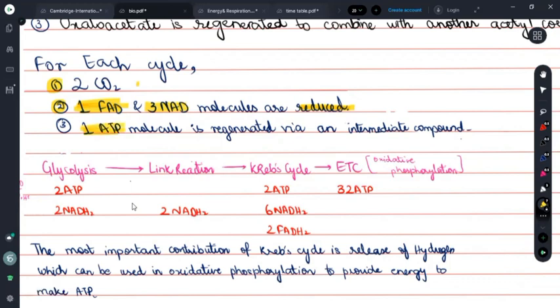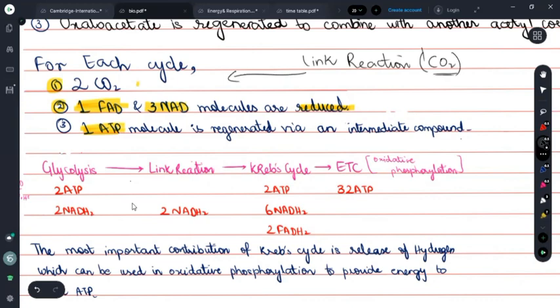So basically the link reaction is also considered to be a part of Krebs cycle. In that process, we remove 1 carbon dioxide molecule, which is also counted in the Krebs cycle. So we can write it as 3 carbon dioxide molecules being formed or removed in the whole process. Because these 3 carbon dioxide molecules are formed in the Krebs cycle, it is also known as tricarboxylic acid cycle.